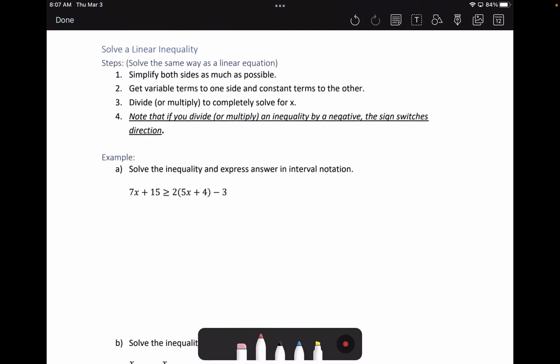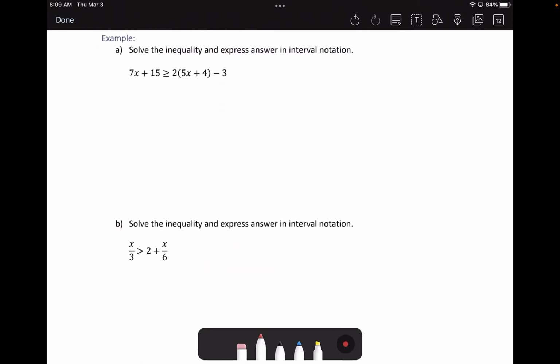So the steps to solve an inequality are the same as the steps to solve a linear equation. Step 1 is to simplify both sides as much as possible. Again, simplify means to remove parentheses and combine like terms. Step 2 is put the variables on one side and constants on the other. And then that final step is to divide to isolate the x. And just be careful. If you divide or multiply by a negative, make sure we switch the direction of the inequality.